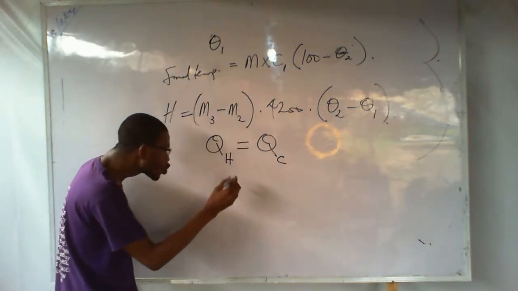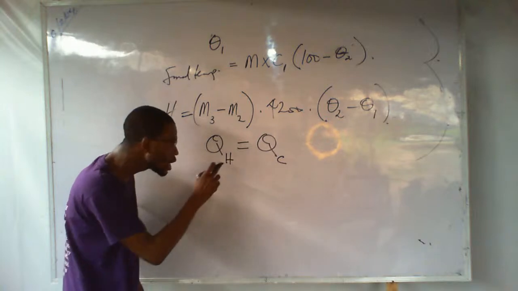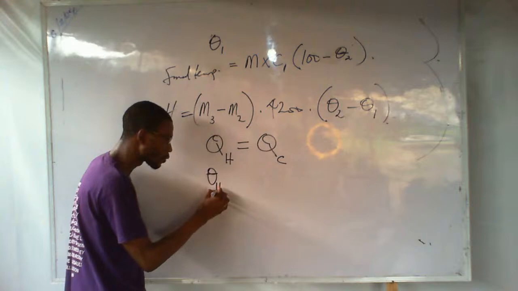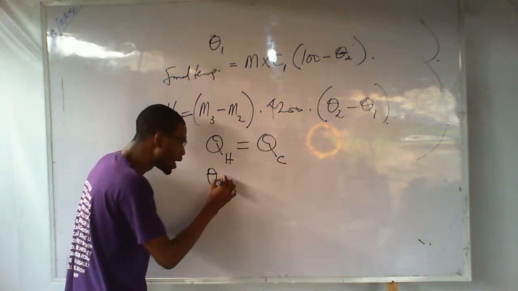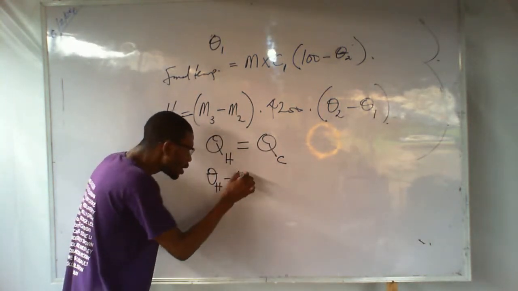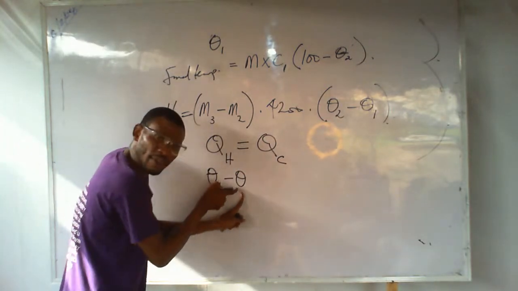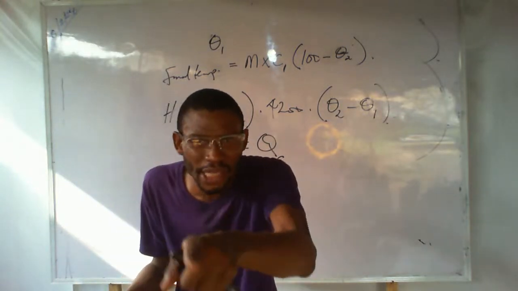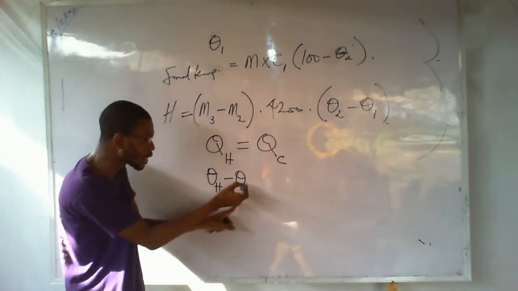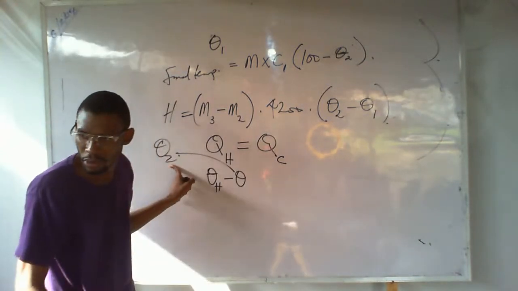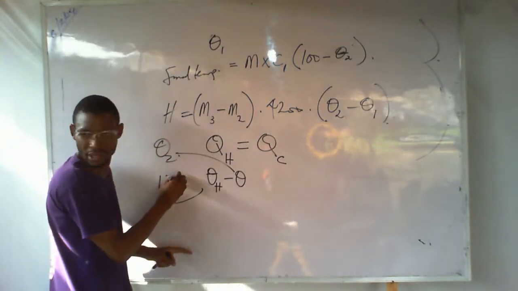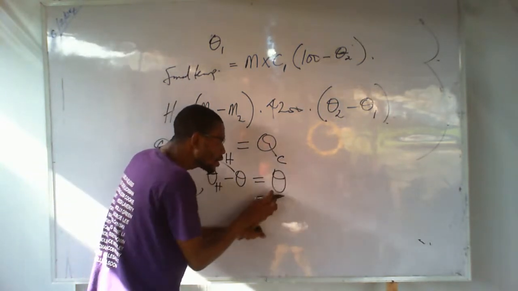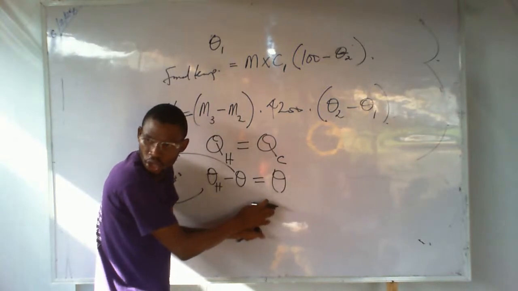So if this is happening, see what will happen here. Look at the board now. This is going to be the temperature of the hot body, minus the final temperature of the mixture. This one represents theta 2. The hot body is like 100 degrees. Now this is the final temperature, do you understand?